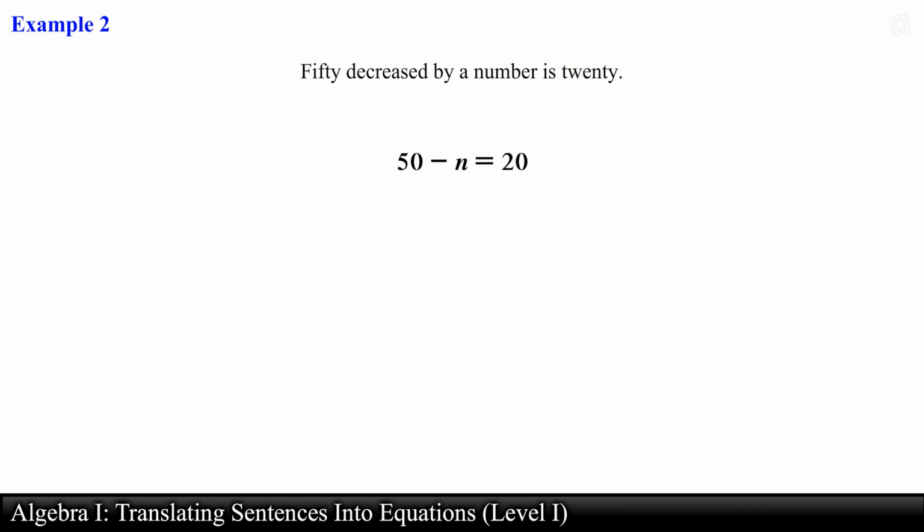Remember, when dealing with expressions with the subtraction operator, you need to be careful. Unlike addition, where the order between the two numbers does not matter, subtraction is order sensitive. And the expression n minus 50 equals 20 is totally different, as well as totally wrong for this particular example. So the correct answer is written as 50 minus n is equal to 20.